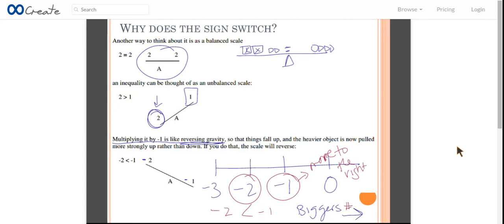Okay? So when we're multiplying by negative 1, it's like reversing gravity, because negative 1 is bigger than negative 2. Multiplying by negative 1 is like reversing gravity. If we think about it, negative 2 is smaller than negative 1, and that helps us remember that we need to switch the sign, because the inequality is thought of like an unbalanced scale. All right, so let's try a problem.